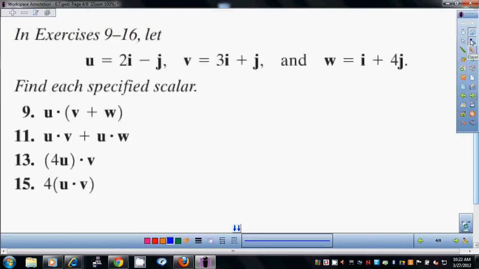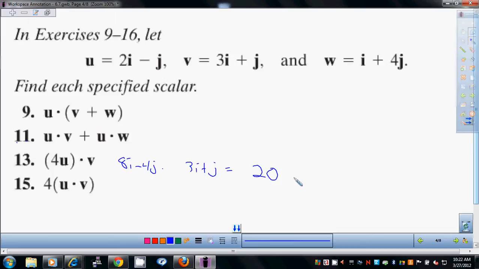All right. Here's just putting dot products with some stuff we did yesterday. It's just order of operations. So somebody pick one you want to see. 13. 4u would be 8i minus 4j. V would be 3i plus j. And then finding the dot of that, 24 minus 4 would be 20.